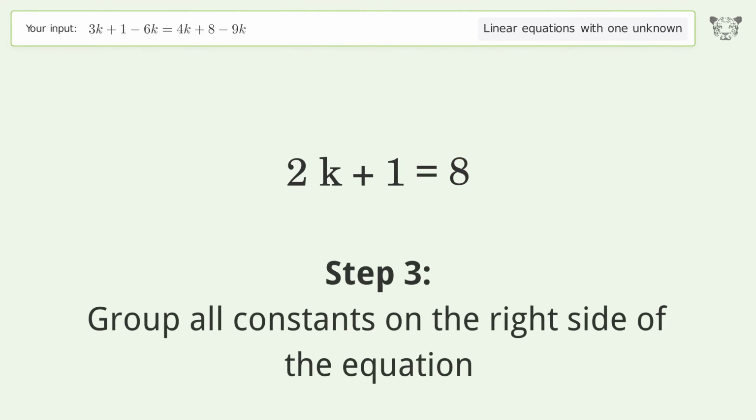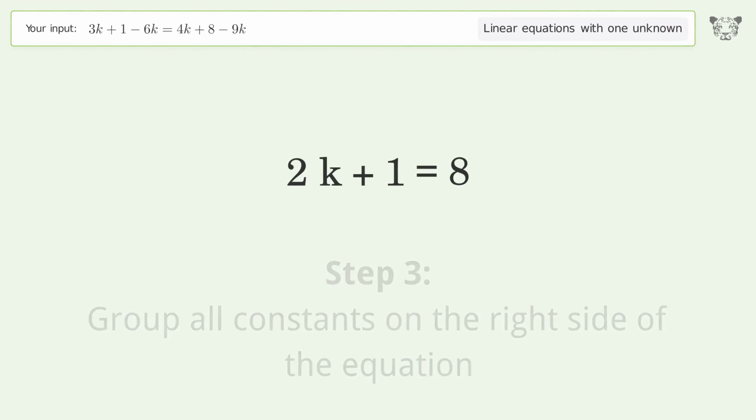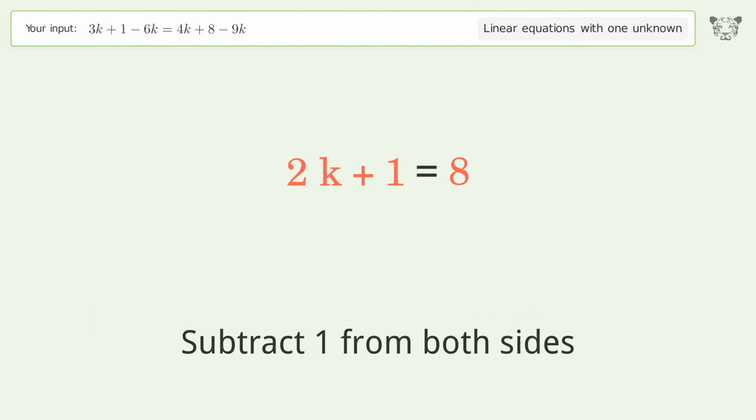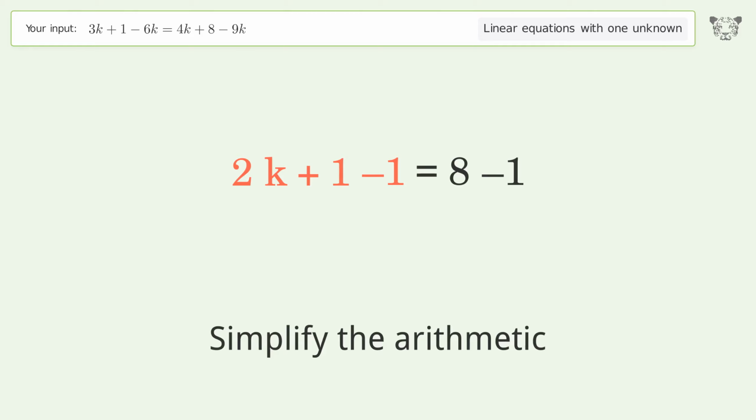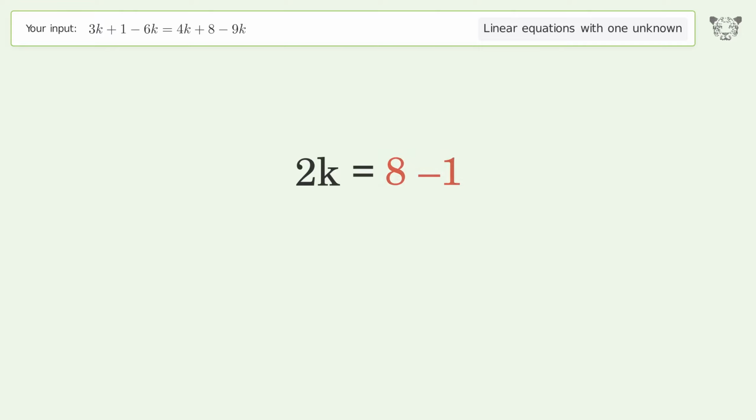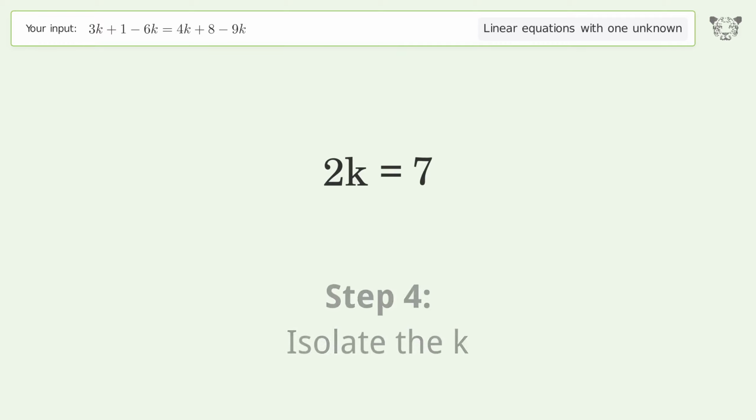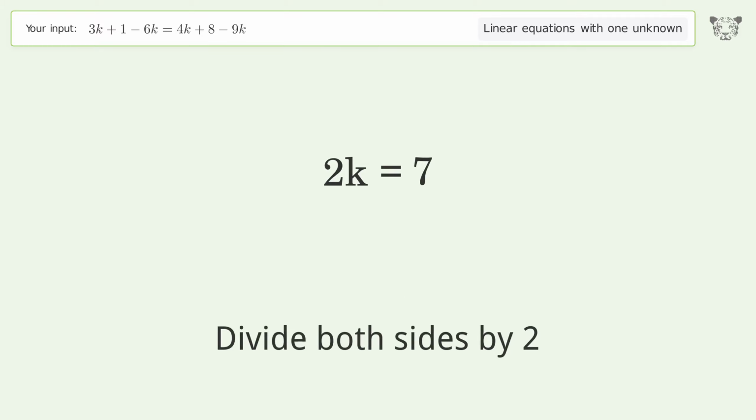Group all constants on the right side of the equation. Subtract 1 from both sides. Simplify the arithmetic. Isolate the k. Divide both sides by 2.